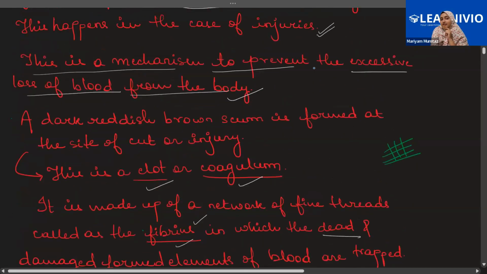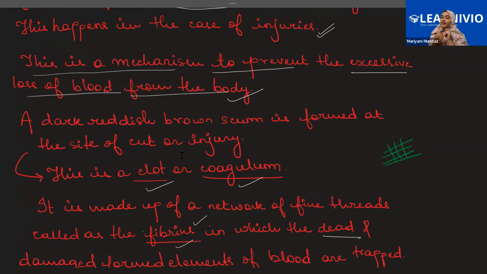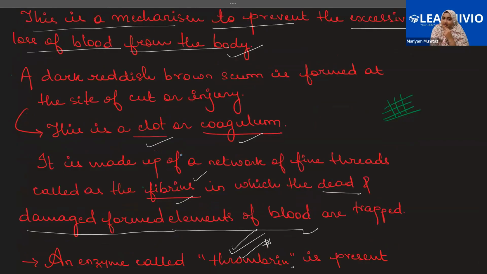Now, a dark reddish brown scum is formed at the site of the cut or the injury. That thing that we are so tempted to scratch off is a clot, or you can call it a coagulum. This coagulum is not just something simple, it is easy for us because we scratch it off, but we don't know what goes on behind it, right?